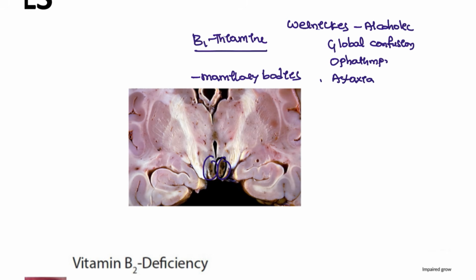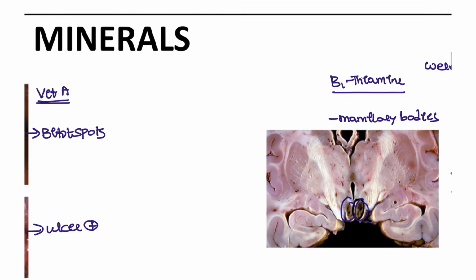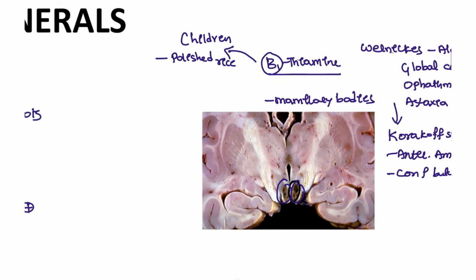And if you don't treat early, that can progress to Korsakoff syndrome. In Korsakoff syndrome, you will be having anterograde amnesia along with confabulation, which will be seen in this patient. But this is in the alcoholics. Can this be seen in children? Yes, especially those who are taking polished rice. Polished rice is associated with B1 deficiency.